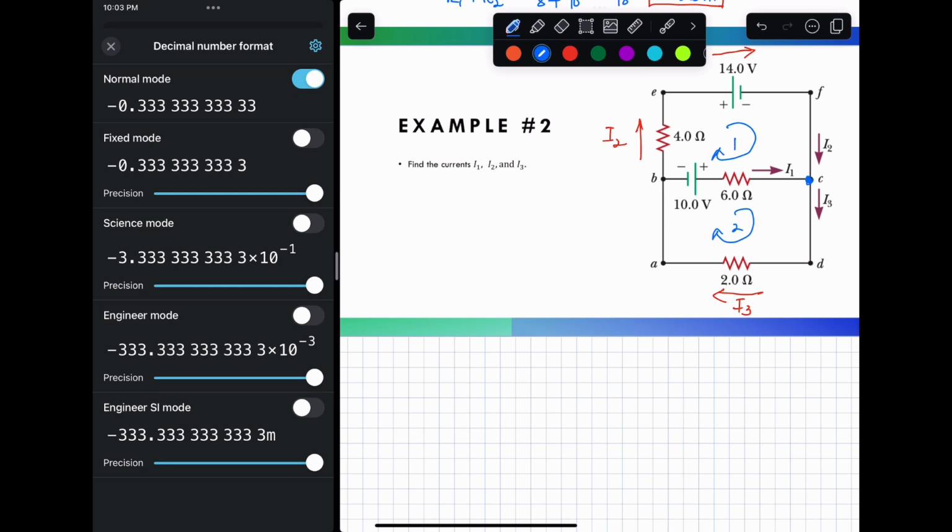So now, let's write our equations. For our equations here, I'm going to perform KCL at point C. At point C, as I can see here, I1 is entering. I2 is entering as well, while I3 is leaving. So therefore, I can write that I1 plus I2 will be positive, and then minus I3, which is leaving, would be equal to 0. And this would be my equation number 1.